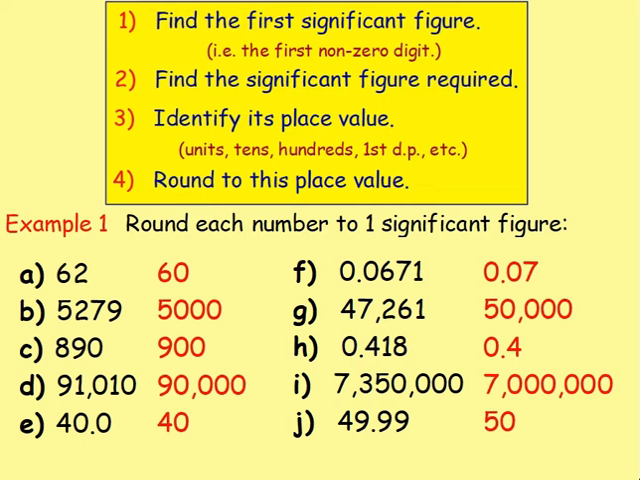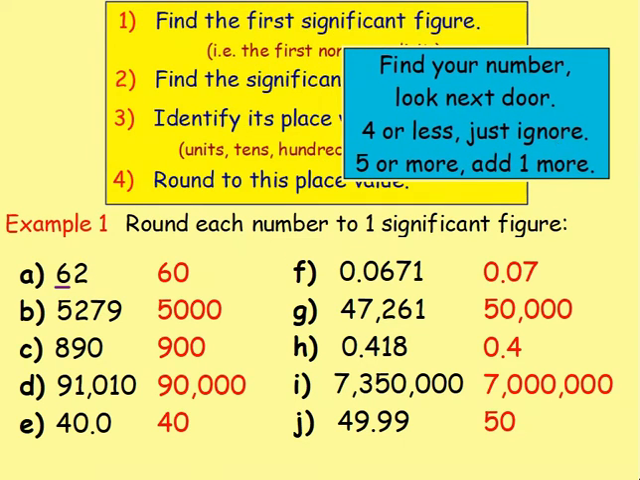Again, here were examples. So, for example, this 62. To round that to one significant figure, find the first significant figure. The first number that we come to that is not a 0 is the 6. That's in the tens column, so we round this number to the nearest 10.